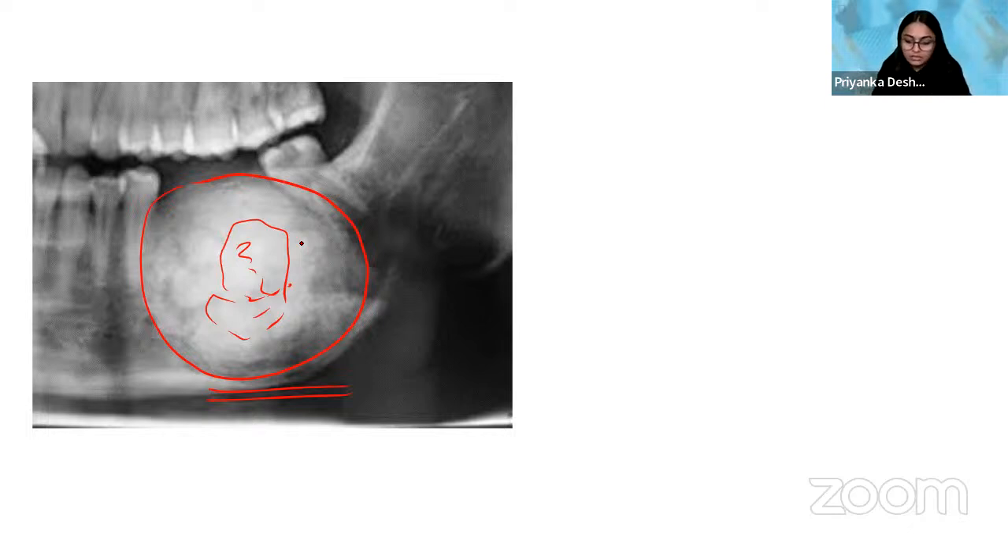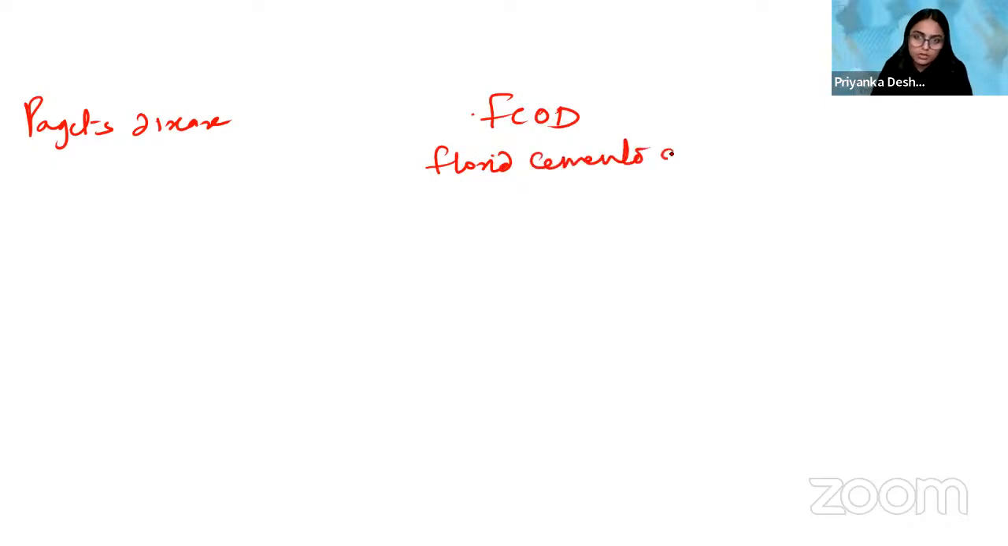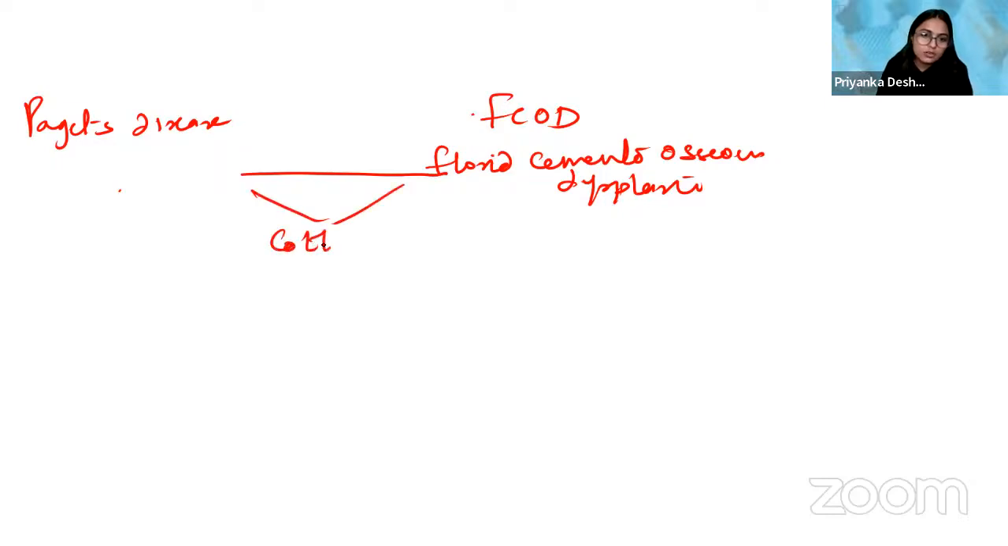Then we have the most important entity, you can say, which is Paget's disease, and we have FCOD, which is florid cemento-osseous dysplasia. Now, what are the common points between these two? These two show a cotton wool appearance. Cotton wool appearance. Now, what is the differentiating point between these two?